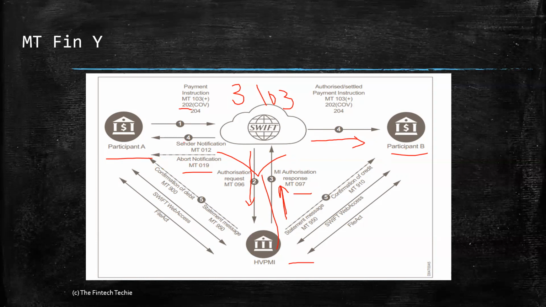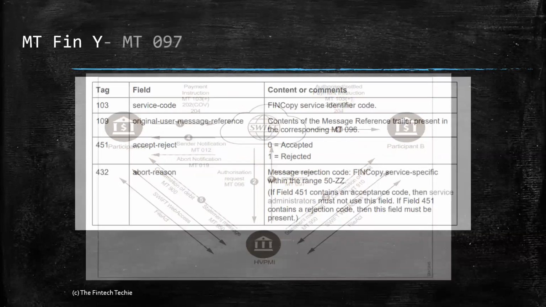Of note here are an MT900 and an MT910. Why MT900? Because, as I said, participants A and B maintain their accounts with the service administrator. The moment A's account is debited, an MT900 is sent to participant A, so A knows that the account in the central bank has been debited. Similarly, when B's account is credited, an MT910 confirmation of credit is sent to participant B.